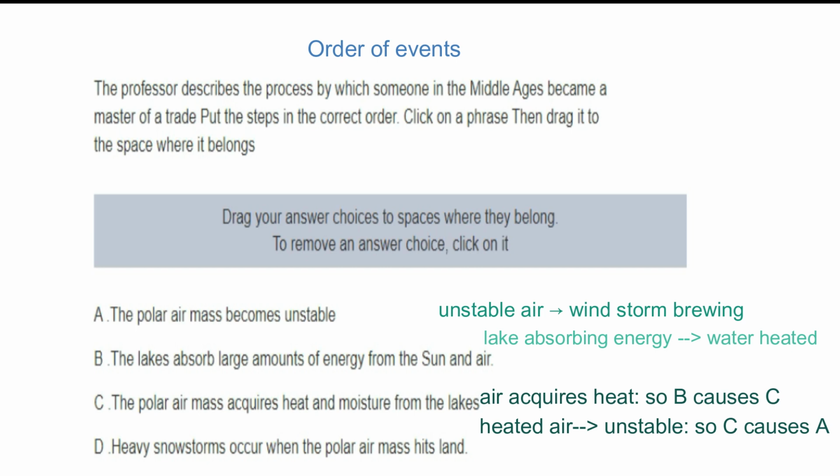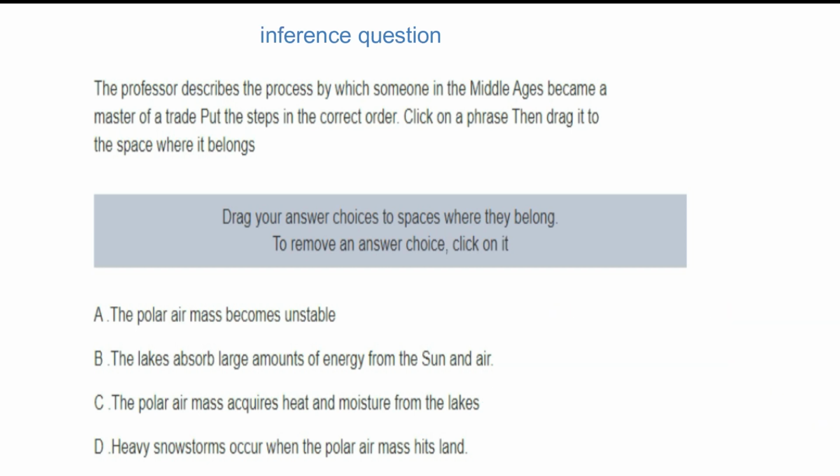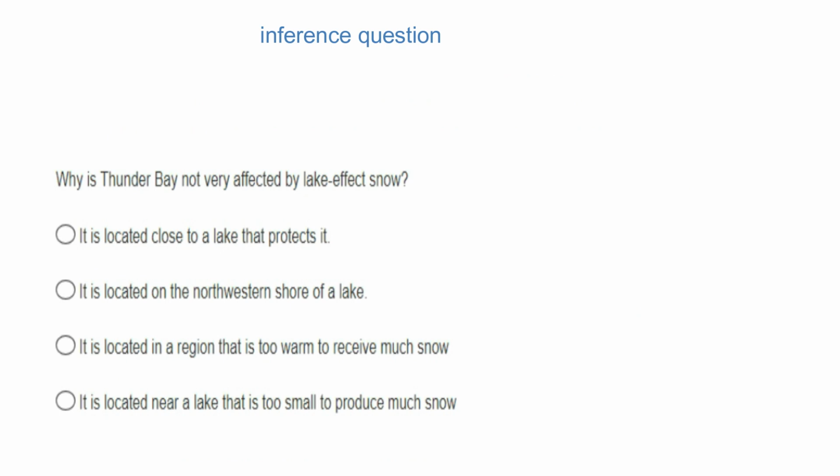D says that when the windstorm hits the land, it will make snowfalls. Since A talks about unstable air or windstorming, A should cause D. So the answer should be B, C, A, D. Number 5. This is another inference question. Why Thunder Bay is not much affected by the lake effect snow means why Thunder Bay does not have much snow. So we need to look for a reason that explains this fact.